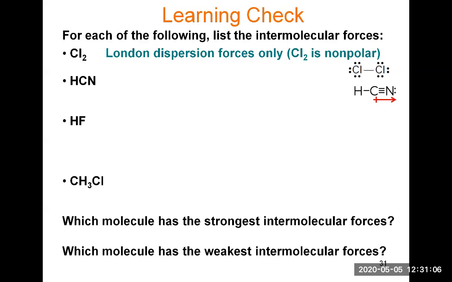And here we have a dipole. This is a polar molecule with a net dipole. So yes, it can experience dipole-dipole interactions. So you would list that too.